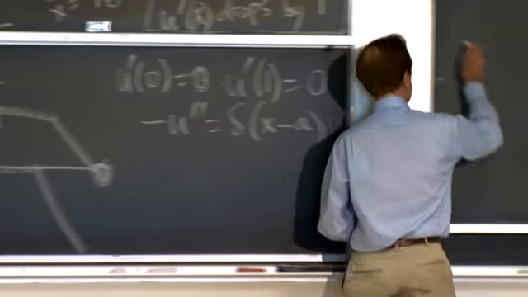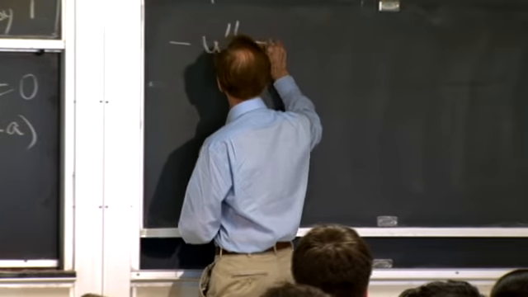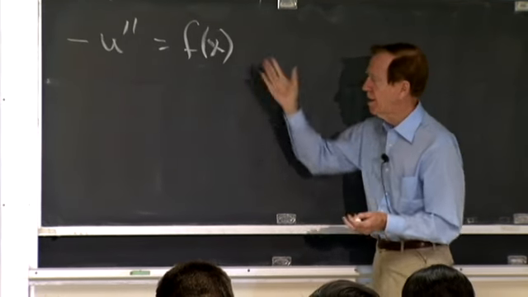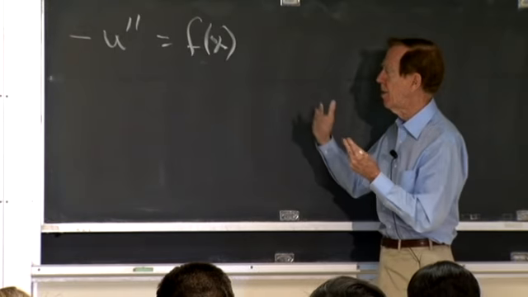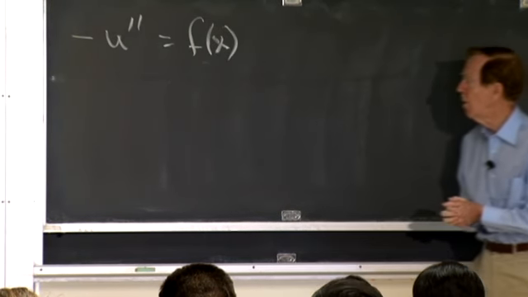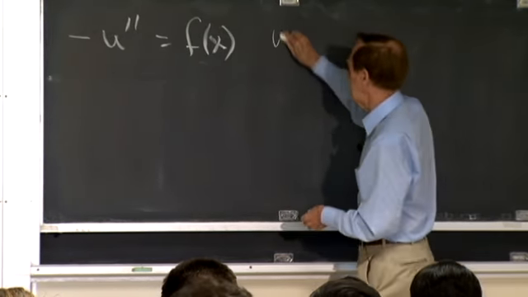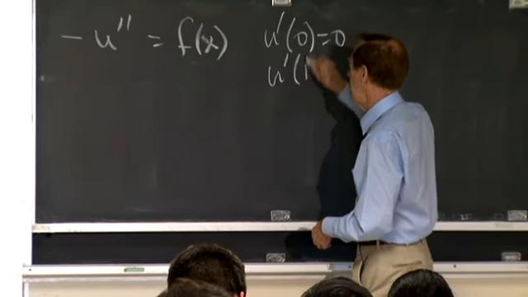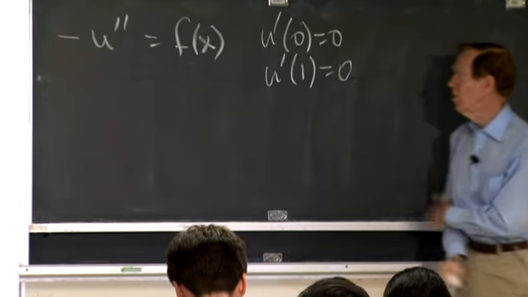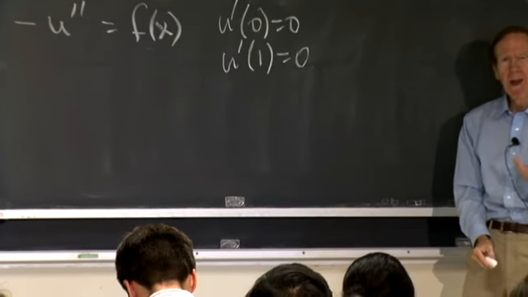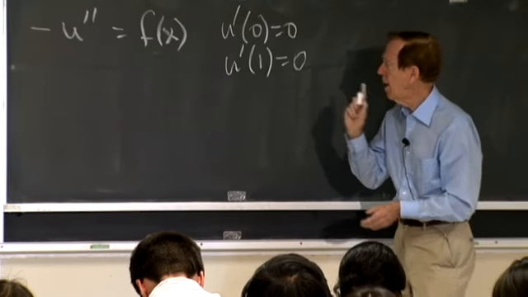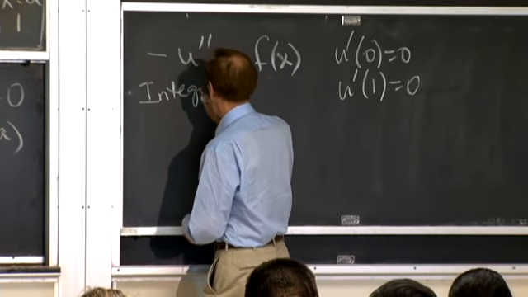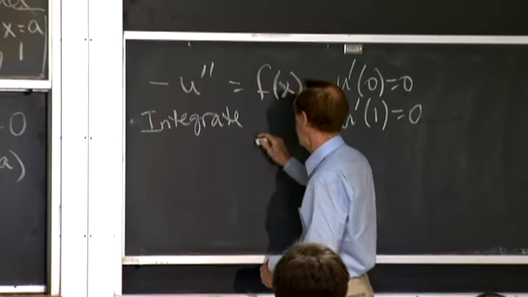Or let me take more generally, minus u double prime equals some f of x. So some other load, not necessarily a point load, not necessarily a uniform load, but maybe some other load. And now my boundary conditions, I'm trying to do free. And usually, no solution. But let's just see why and when there might be a solution. The key idea is integrate from 0 to 1.